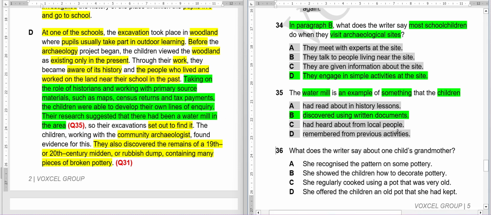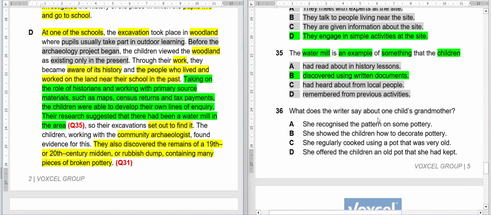So here it is clearly written that before this discovery or project, they used this place just for outdoor learning, and they only thought that it existed in the present. Okay, so they just used it for outdoor learning, and they just thought of this particular place as present. Okay, let's read the 36th question.